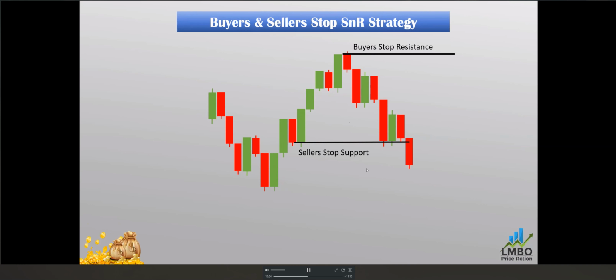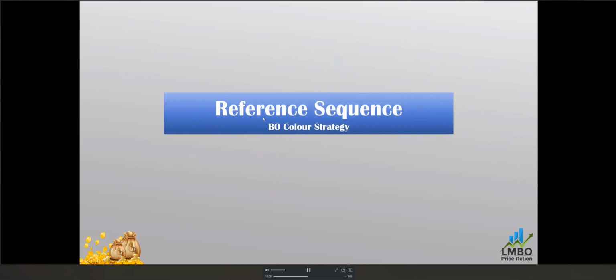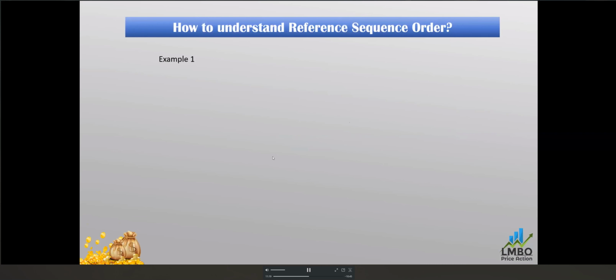Now after that we will understand another point that is called the reference sequence. There are some more sequences, more algorithms in the market. These algorithms give us information about what to do in the market, how to read the market and how to trade the market. All these sequences are giving us information, giving us signals, like the reference sequence. For example, we understood how the buyers are stopping and how the sellers are stopping.